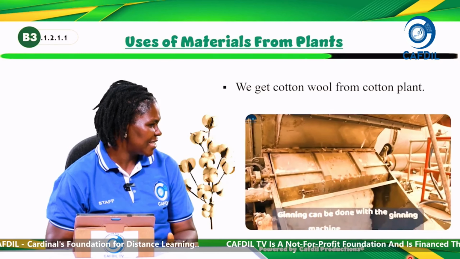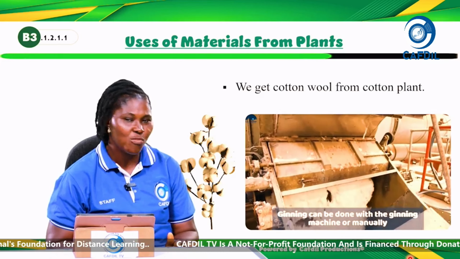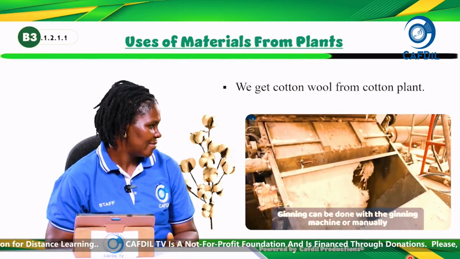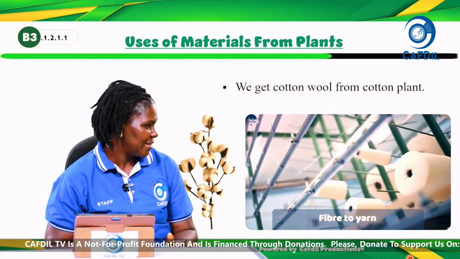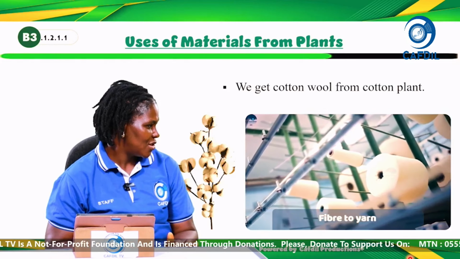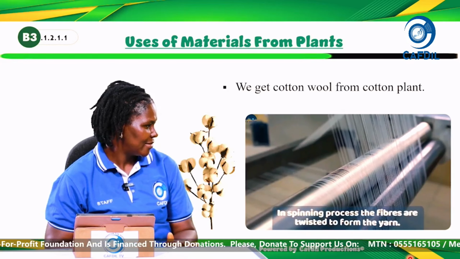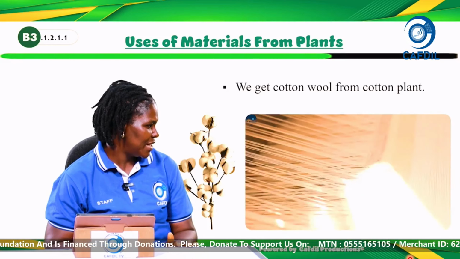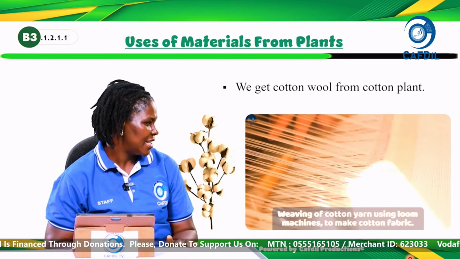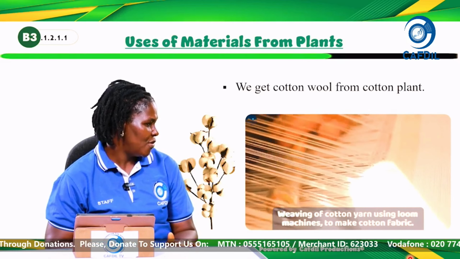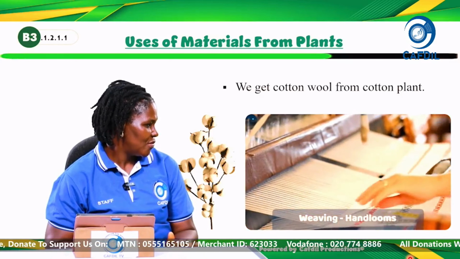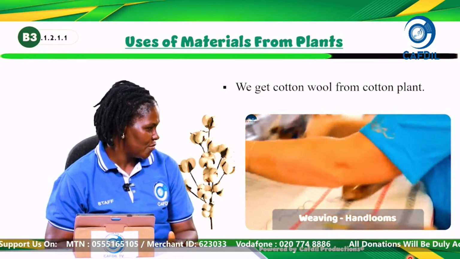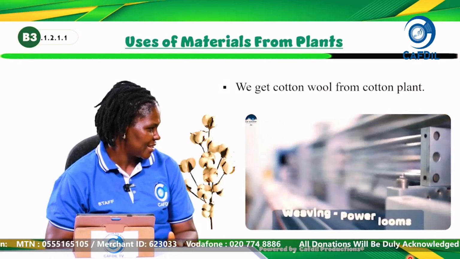So it has seed in it, and they remove all the seeds from it, and they will send it to the factory. Fiber to yarn. In the spinning process, the fiber is made into yarn. Then weaving of cotton yarn using a loom machine. Weaving on hand looms, they are weaving it.